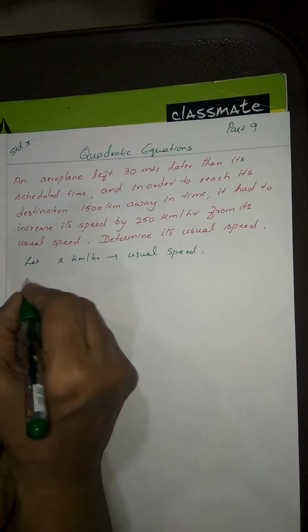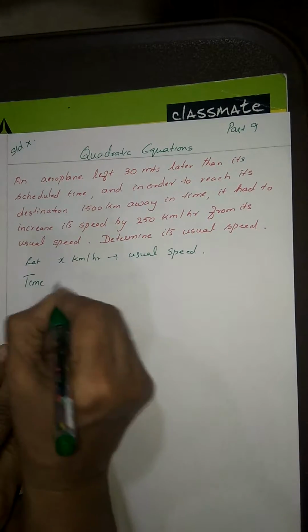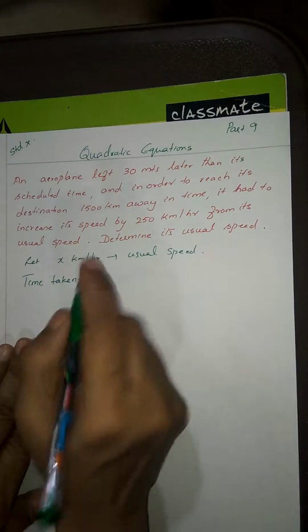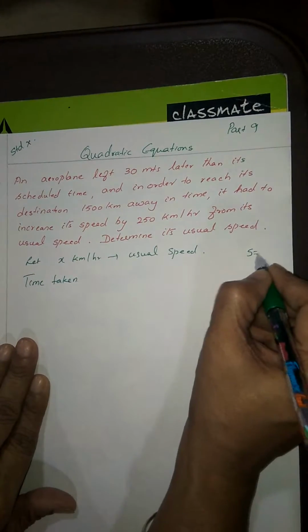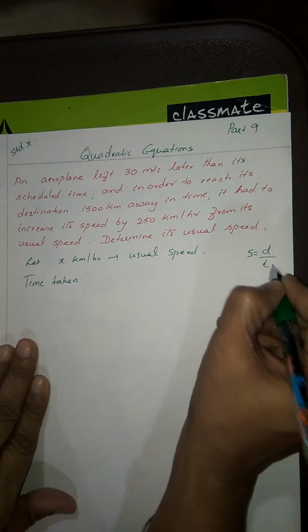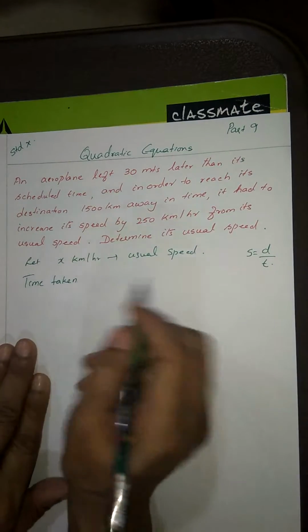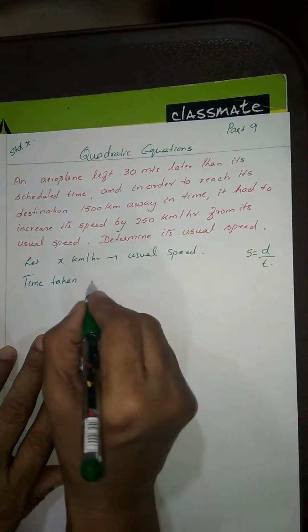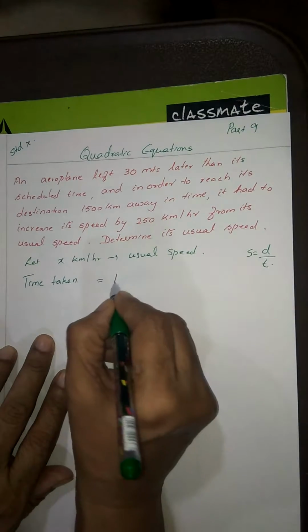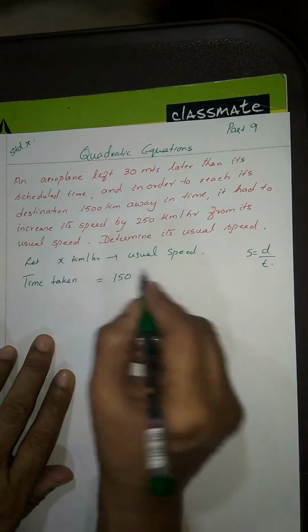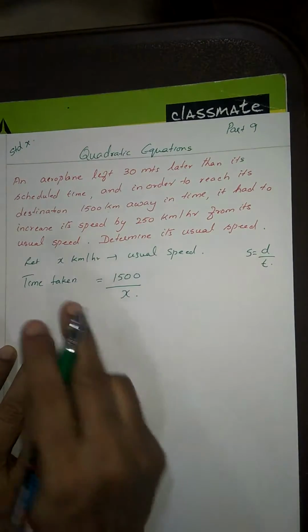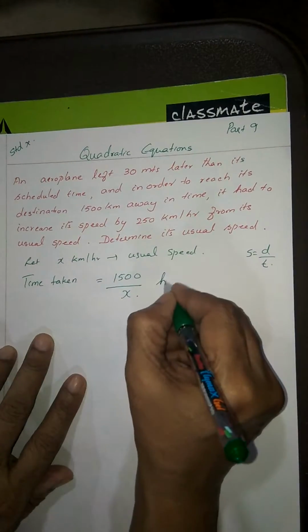Now time taken with this usual speed: speed is equal to distance by time, so time is equal to distance by speed. The distance is 1500 kilometers. So time taken is equal to 1500 by speed, which is x kilometers per hour. So this is the time taken, in hours.